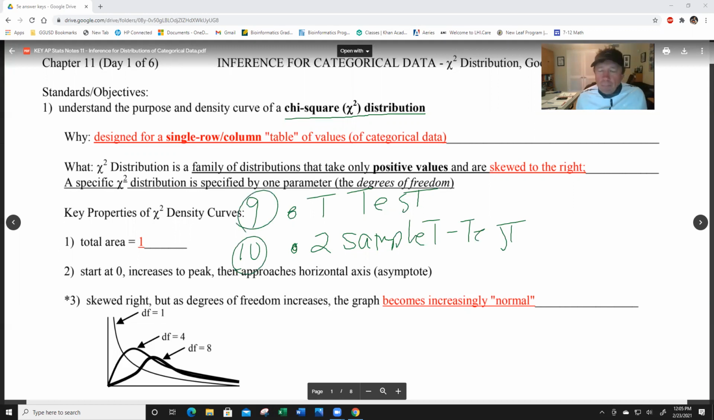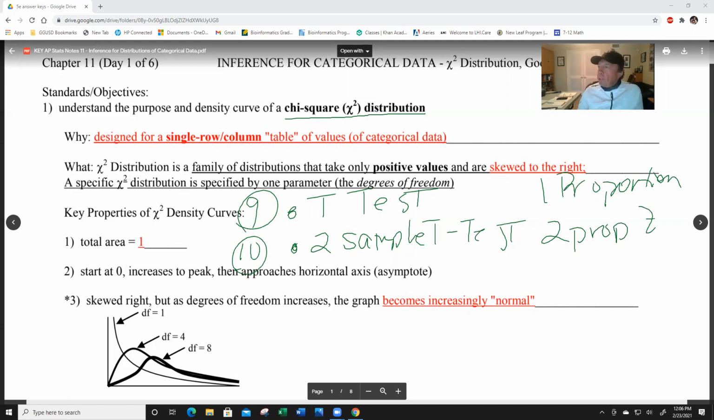Then we have a 1 proportion test, a single proportion, which is called a 1 prop Z on the calculator, the Texas Instrument calculator. And then we have a 2 proportion Z test, right? 2 prop Z.